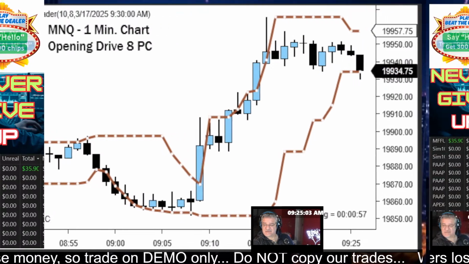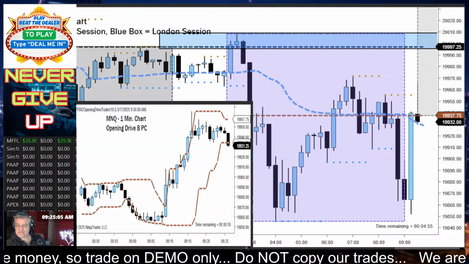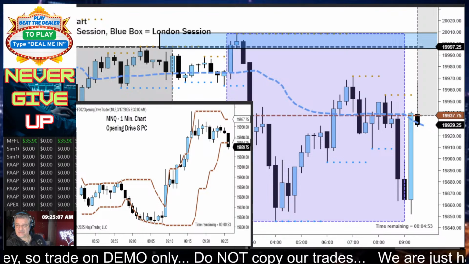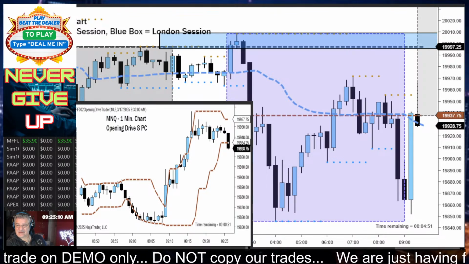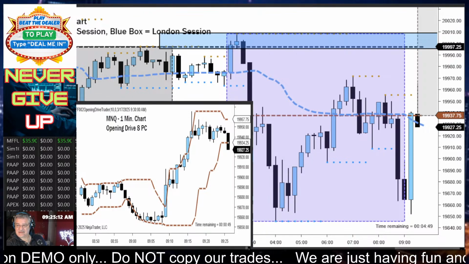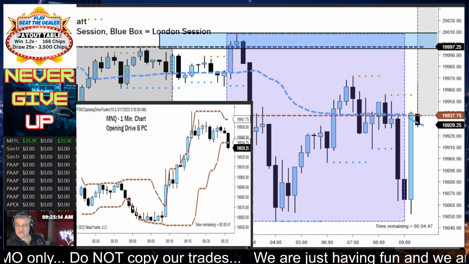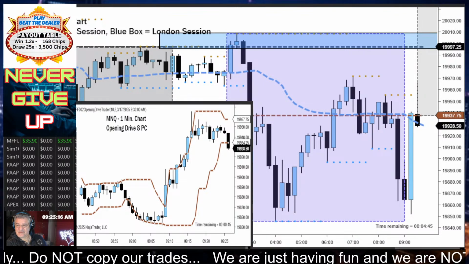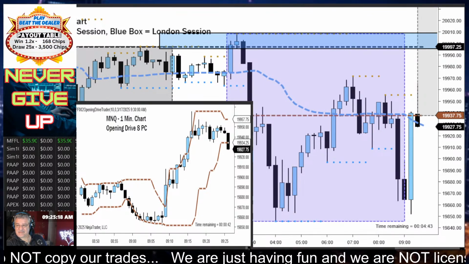Let's go to the split screen. Split screen looks good. Opening drive set. Step 1, crude, set. Fair value gap, set. Nasdaq, inside bar, set.